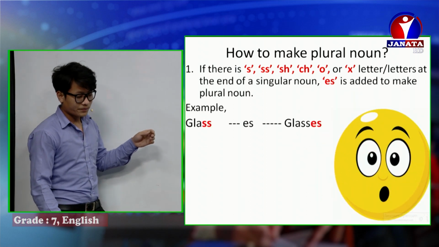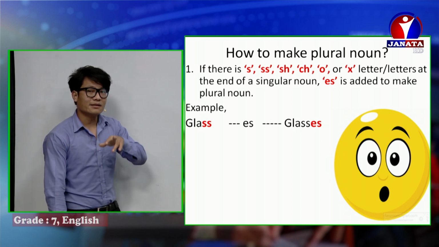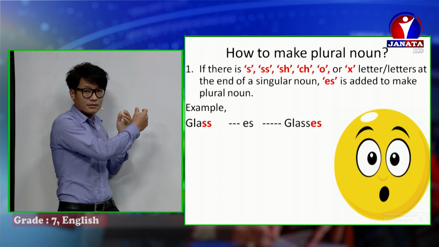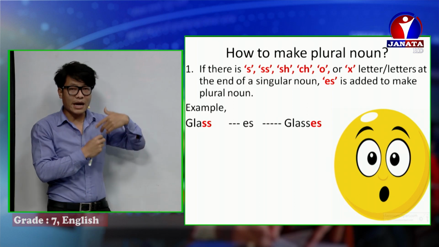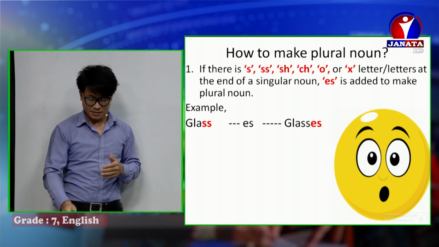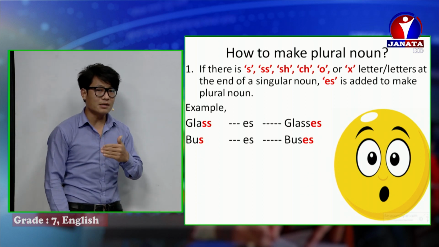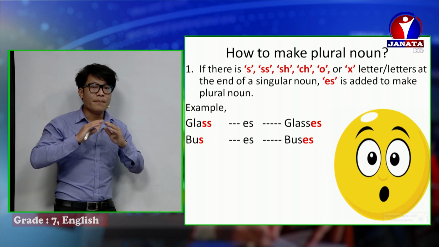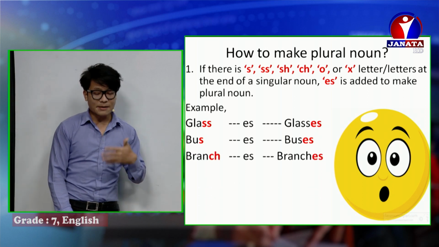You can see here, glass. You can see SS, these two letters are at the end of the word glass. That's why we add ES to make plural, like glass, glasses. Next word is bus, B-U-S, bus. There is S at last. So, we add ES and it becomes bus, buses. Buses is a plural.